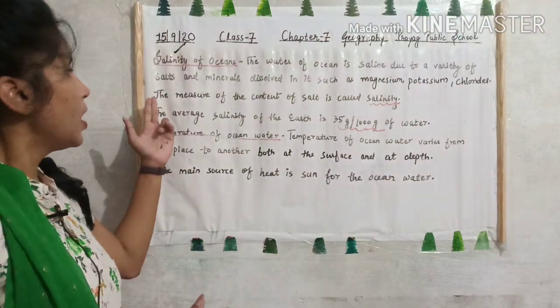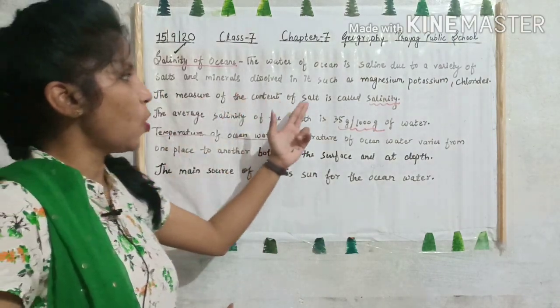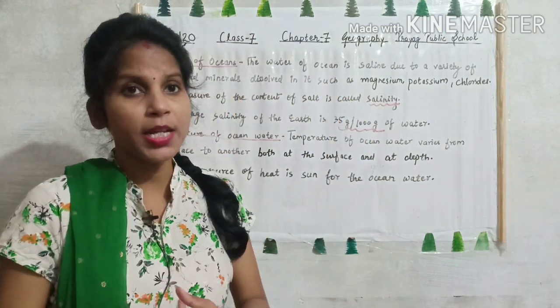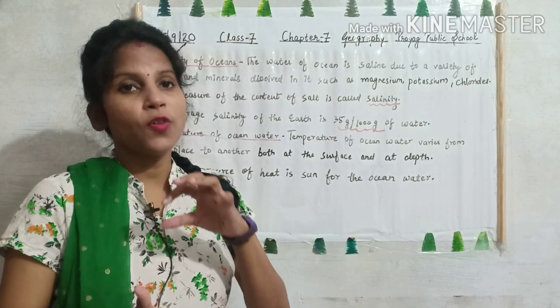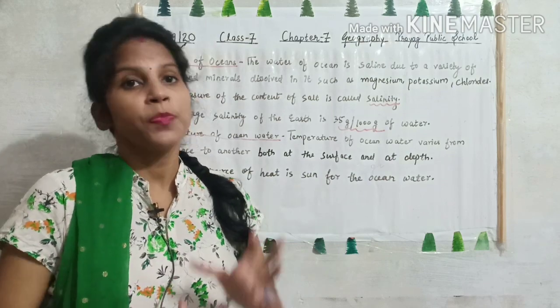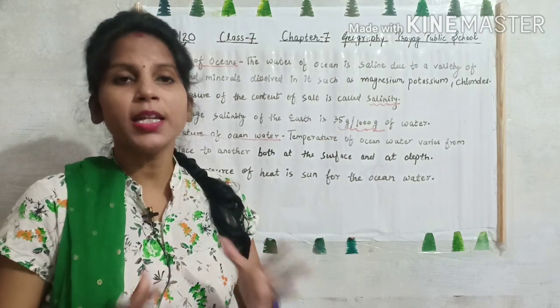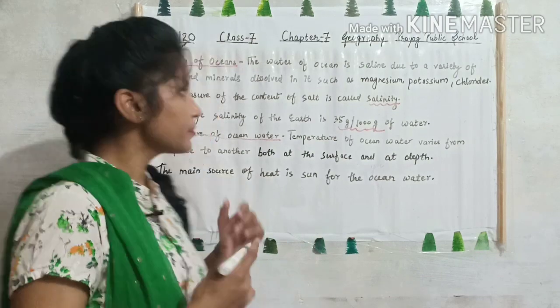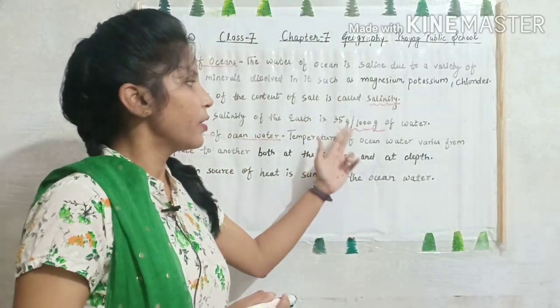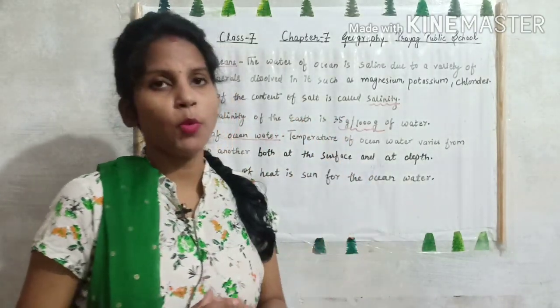Okay, then the measure of the content of the salt is called salinity. And what do you mean by the word salinity? The measure of the content of the salt, पानी में कितना नमक की मात्रा है उसे हम क्या कहेंगे? Salinity, यानी कि खारापन. Then the average salinity of the earth is 35 gram per 1000 gram of water.